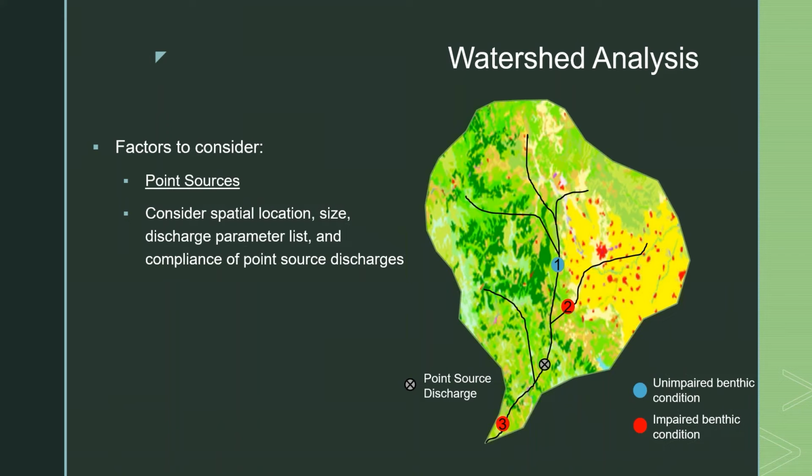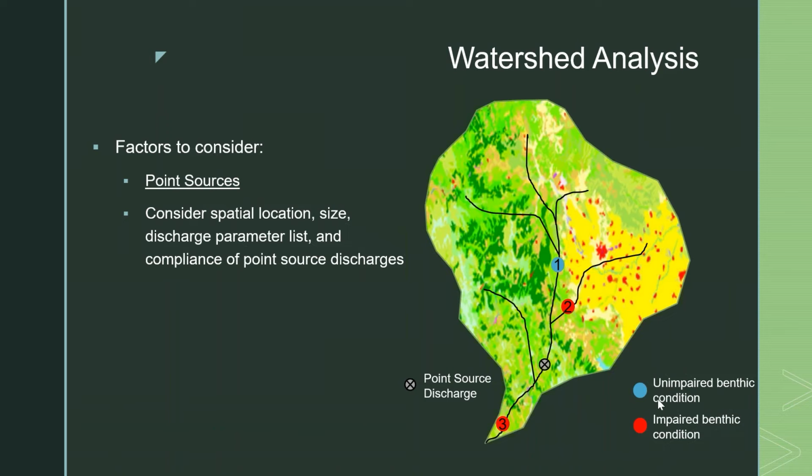We also want to look at point sources. Again, very early in the process, what are the point sources within this watershed? All right, just for this example, let's say we have one here. Well, what does the spatial location of this point source tell us about particular impairments? Well, we know for starters that the impairment in this watershed cannot be solely due to this point source.